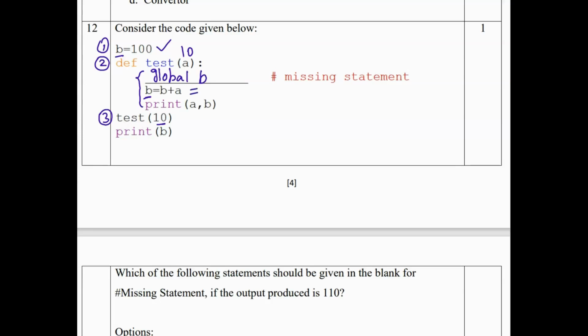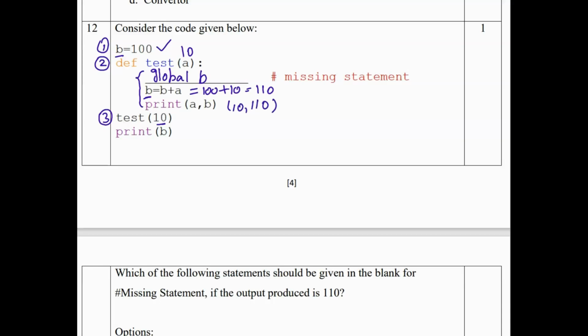So now what is B now? Already B is 100 plus A. What is A? A is 10. So which is 110 here, and print A comma B. So this print function will print A comma B. So A is what? A is 10 comma 110, which is B.